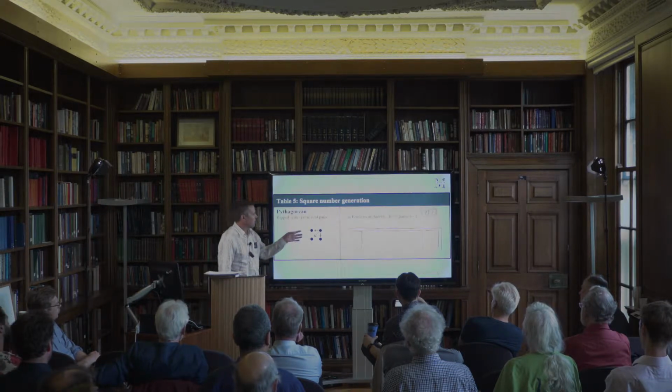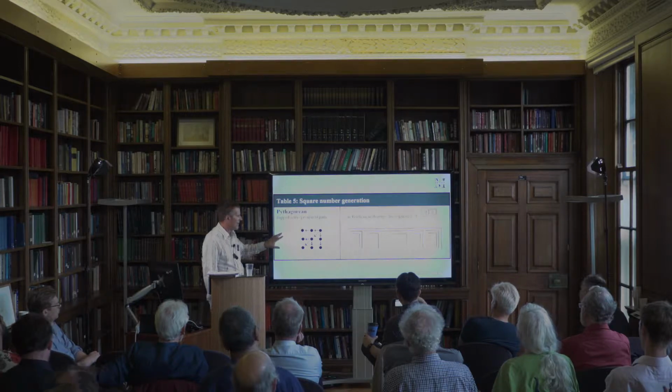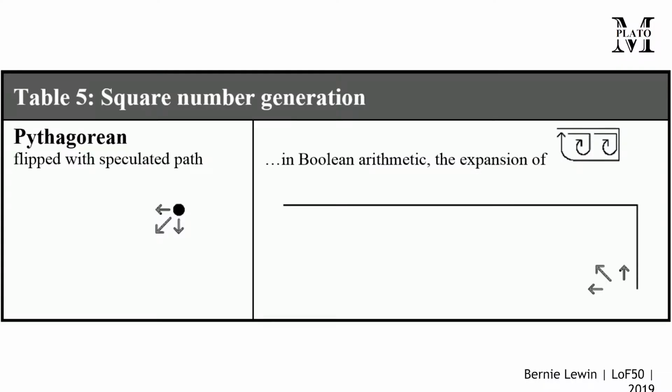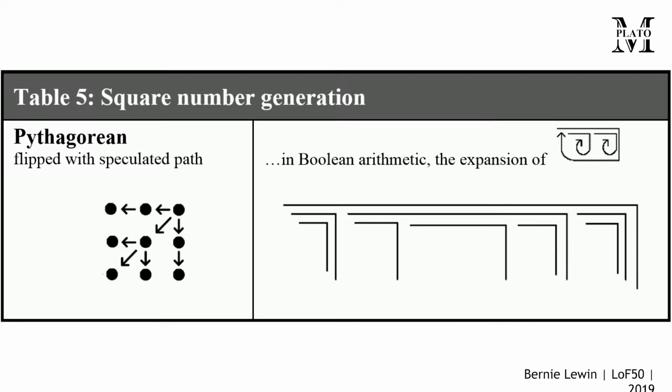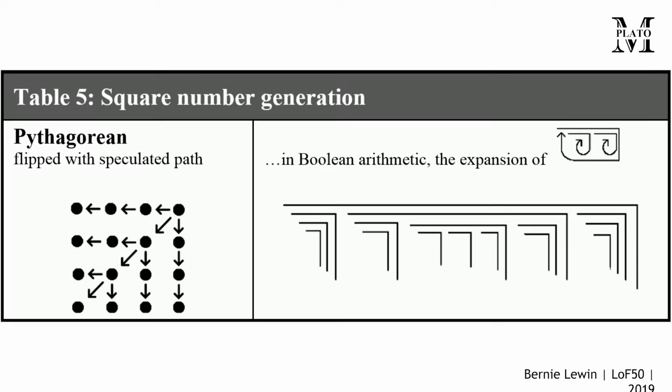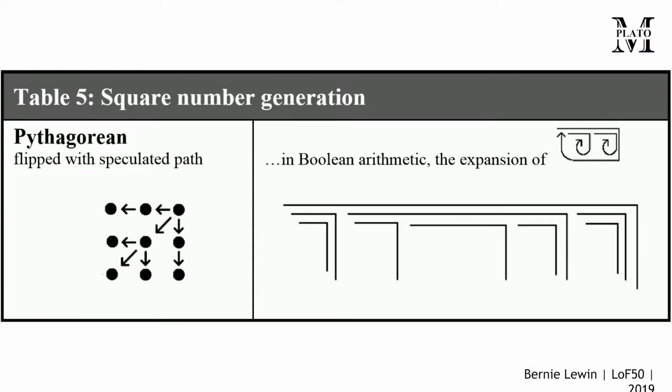In this one, I've got the square generation here, just turned it around a bit so it's easier to see. And over here, I've got the two in the second degree, which is similar to the Pythagorean square generation.